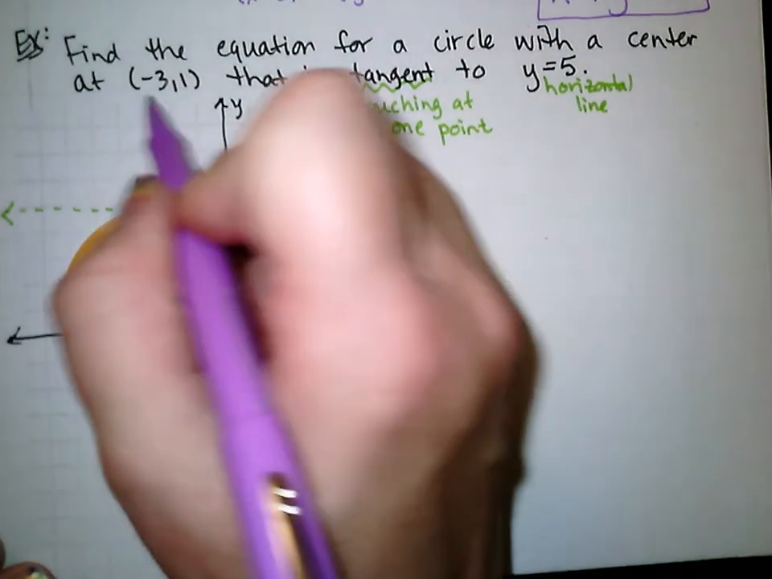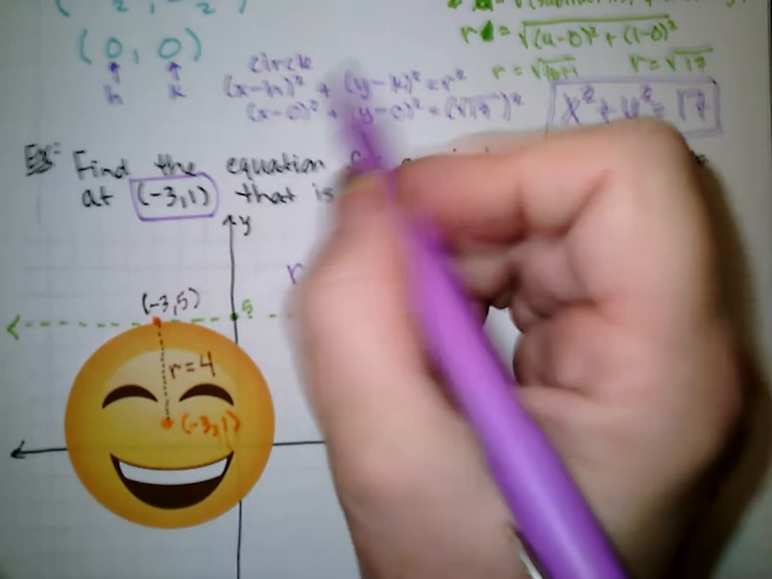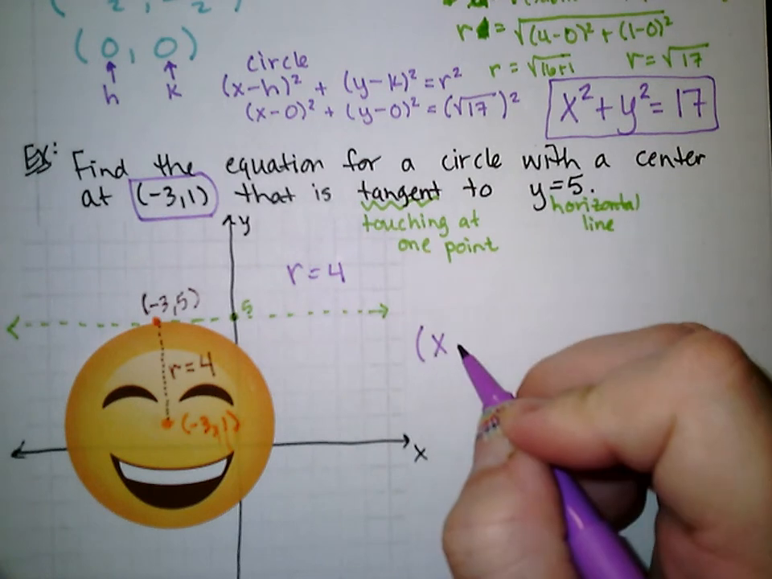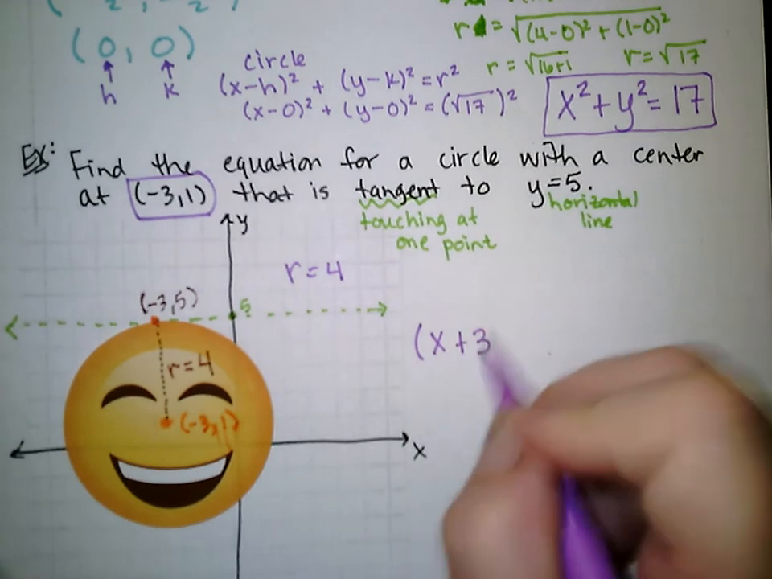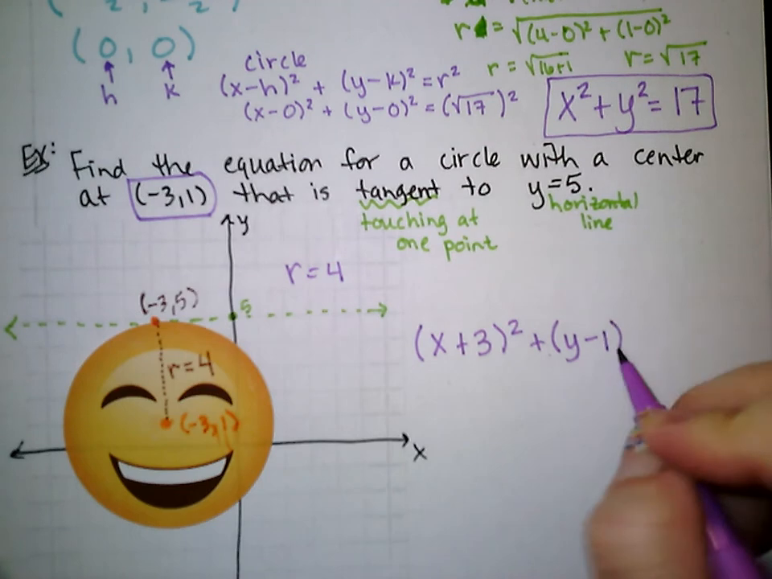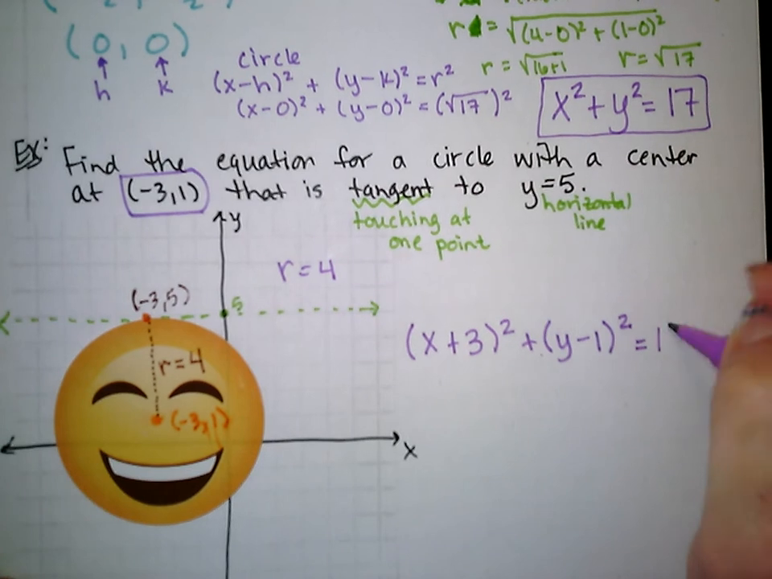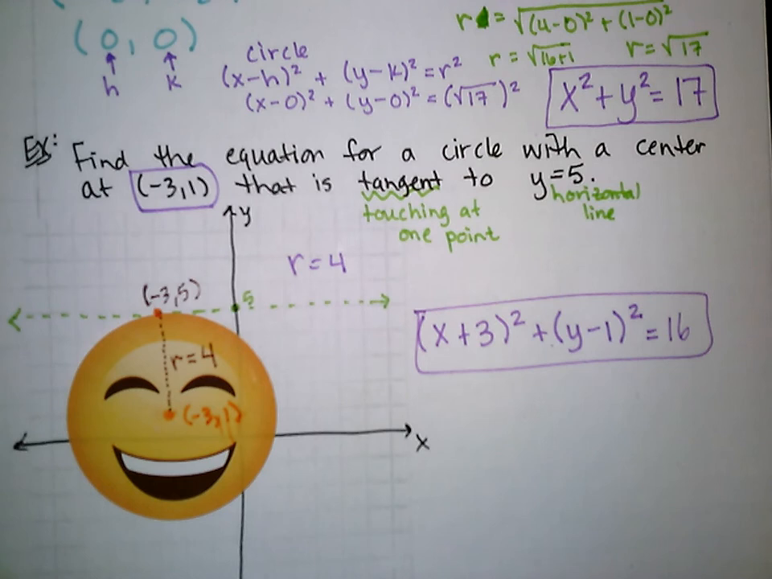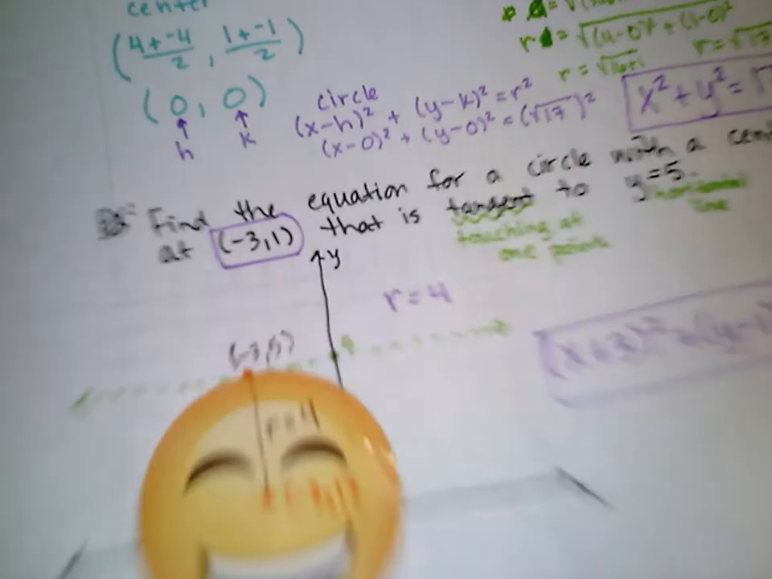So the center is at -3, 1. The radius is 4. So we go back to our standard form for the equation of a circle, and we do x minus the x number. So x minus -3, which would be x plus 3 squared, plus y minus the y coordinate, which was 1, squared, equals r squared, 4 squared, which would be 16. So in this case, drawing a picture definitely makes it worth our time because it makes it super easier to solve.